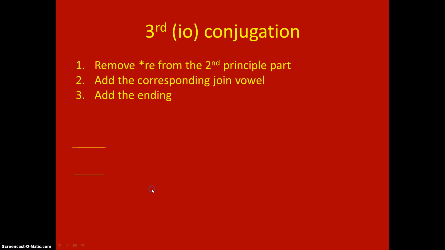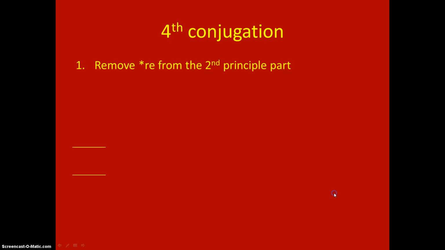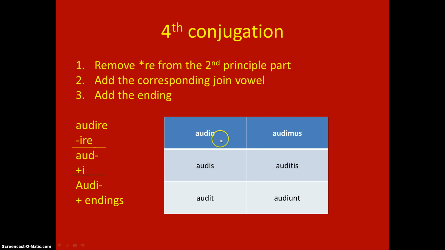Third IO, same pattern. Okay, the steps are the same. Capio, capis, capit, capimus, capitis, capiunt. Here again, we get that IU before an NT. It's an I everywhere else, and then an IU here. And fourth conjugation, same pattern. Audio, audis, audit, audimus, auditis, audiunt. Okay? That's the present tense.